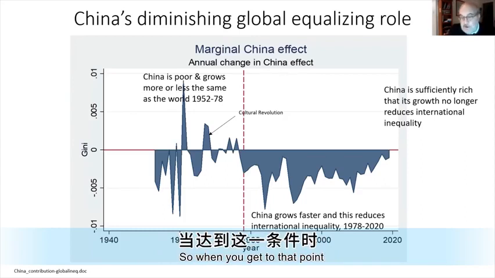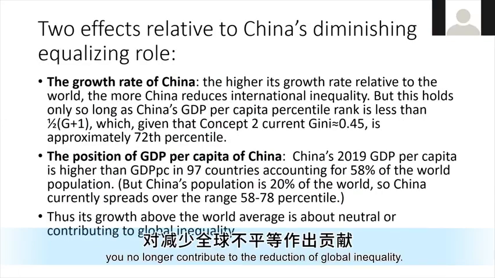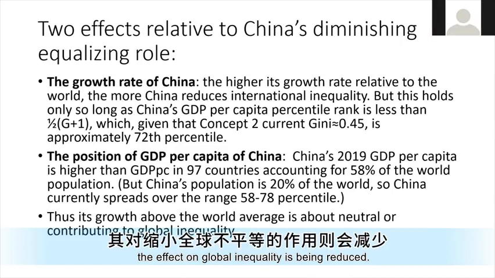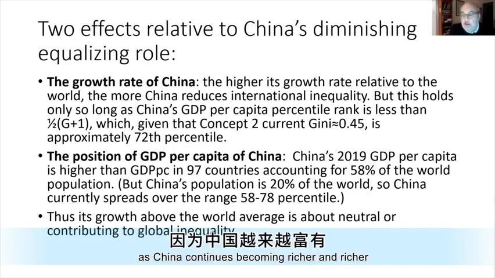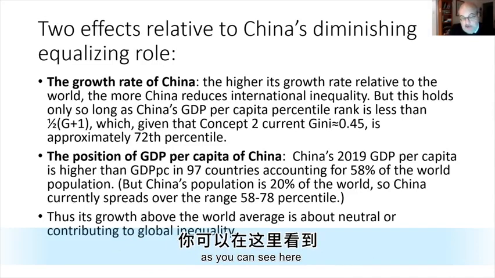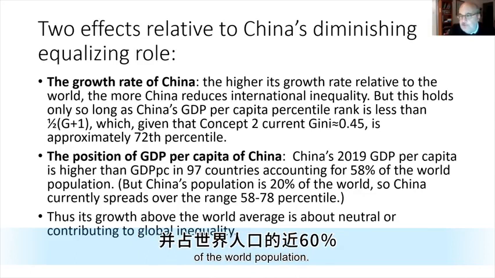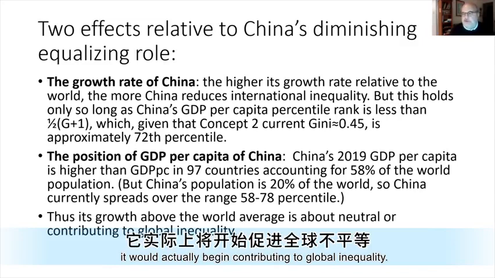So when you get to that point, as I will show you in this slide, you no longer contribute to the reduction of global inequality. In other words, when the country becomes sufficiently rich, the effect on reducing global inequality disappears. So, for example, now Chinese growth is neutral as far as global inequality is concerned. As China continues becoming richer and richer, its GDP per capita is now higher than the GDP per capita of 97 countries in the world, accounting for almost 60% of the world population. And as China becomes even richer, it would actually begin contributing to global inequality.